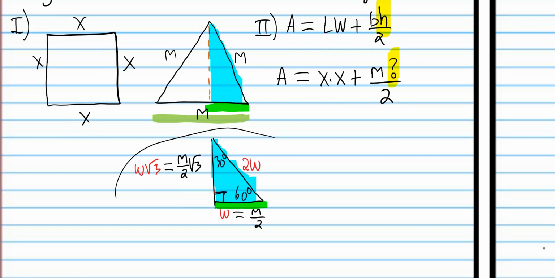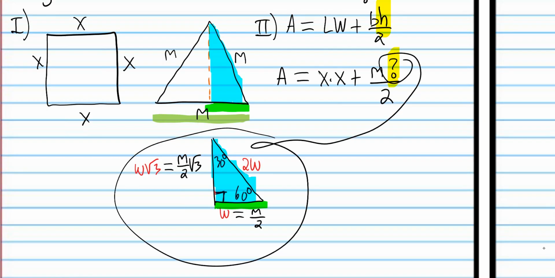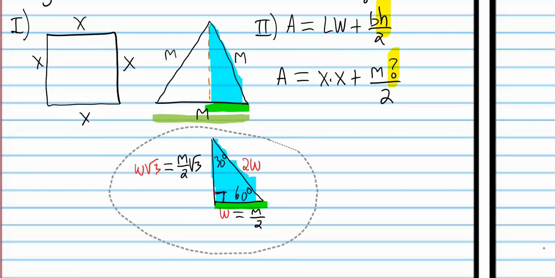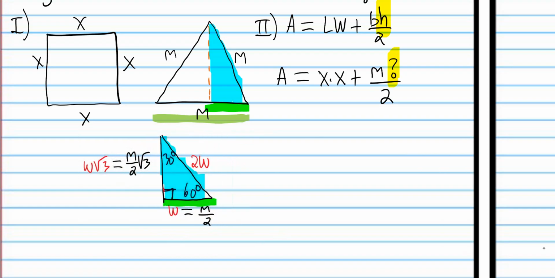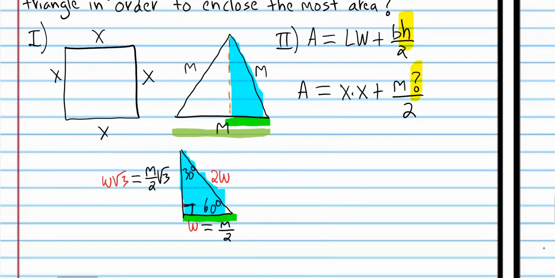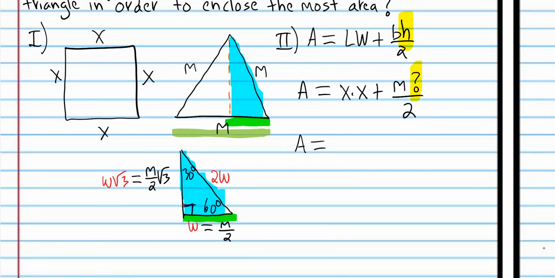So we did all that just to figure out what this question mark is in terms of m. This is the type of stuff that you're going to be expected to figure out in these types of problems. I know it's a lot, but so we have x squared plus m times m over 2 root 3 all over 2.